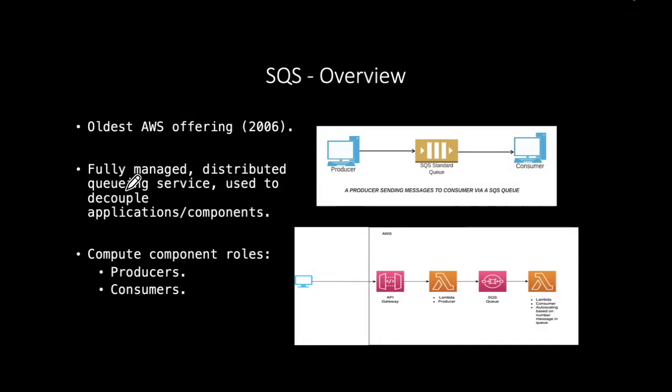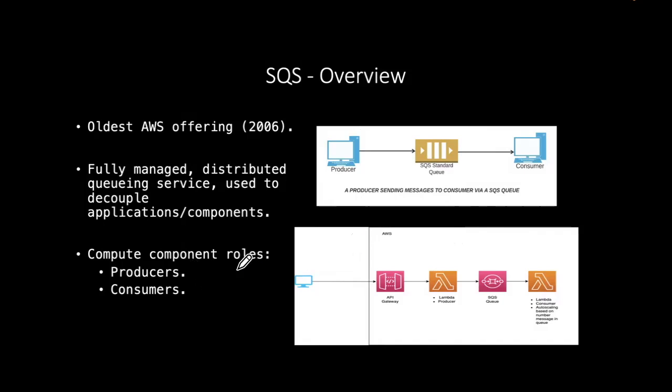It's used to decouple applications, as in this case here, or decouple components, as in lambdas. We can refer to our lambdas as components within a larger application, or components which are part of separate applications. In terms of the two main actors in this, we have producers and consumers. That's what we refer to them as.